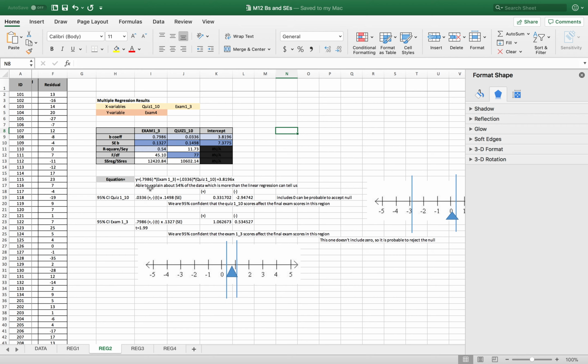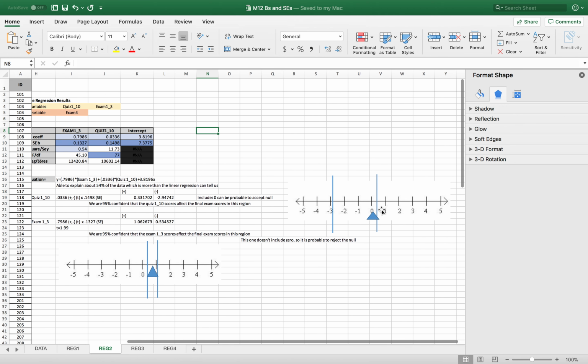2.94742. But the interesting thing about this quiz is it includes 0. So since it includes 0, we have to accept the null. I remember learning that, so let me know if that is correct or not. So for that one, I accepted the null, and here's the confidence interval plotted.